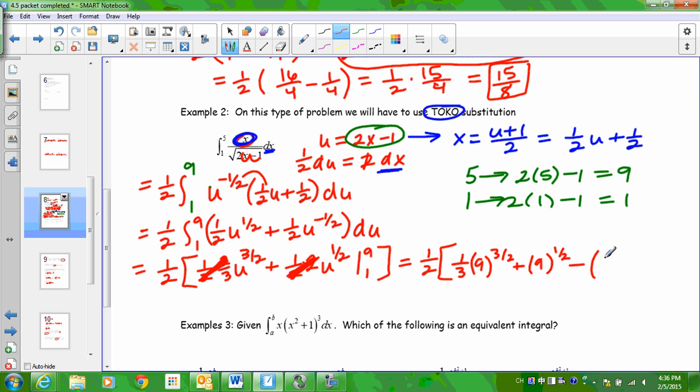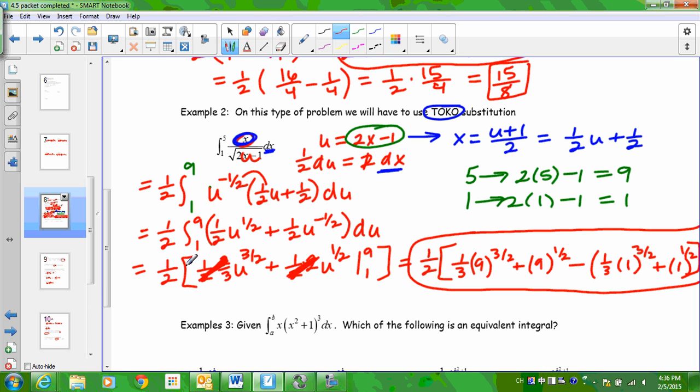Now I'm going to plug in 1. So it becomes 1/3, 1 to the 3/2 plus 1 to the 1/2. Now I'm just going to go ahead and leave this one here. But you could solve this one out as well. You don't have to though.